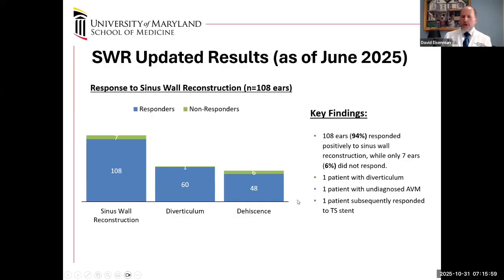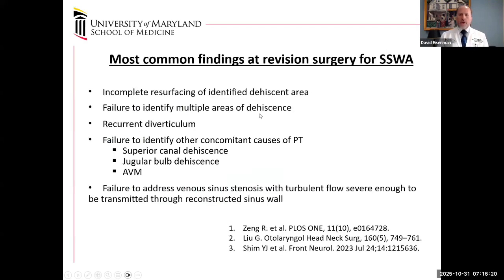1 patient who initially failed with dehiscence and then got stented and responded. She had a superior semicircular canal dehiscence, which presumably meant she was just that much more sensitive to hearing whatever was causing the sound, meaning her transverse sinus stenosis. And we will talk a lot more about that in just a minute or two.